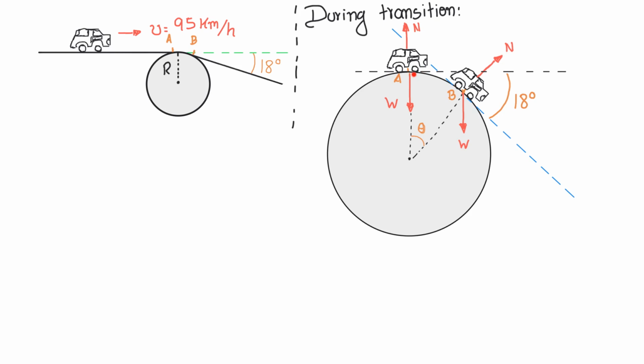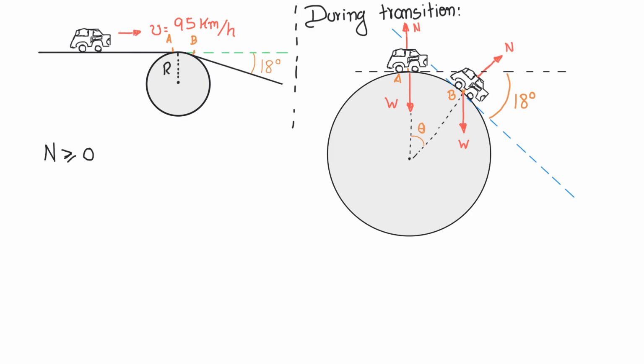Notice that the transition is nothing else than a section of a circle. So during the transition, the car is undergoing a circular motion. Then we can treat it as usual. The condition that the car never leaves the road translates to the condition that the normal force is bigger than or at least equal to 0. So the condition is the following. The normal force must be bigger than or at least equal to 0.